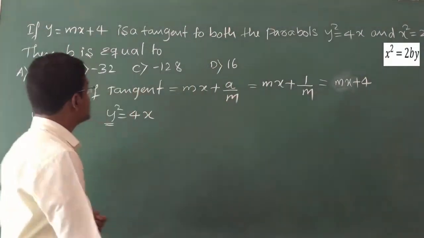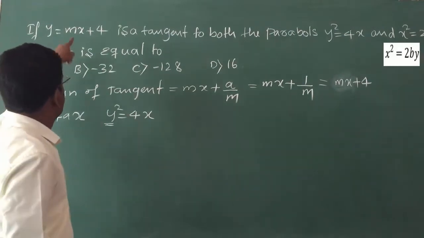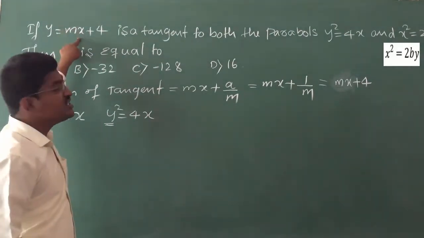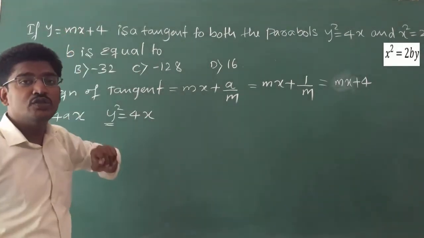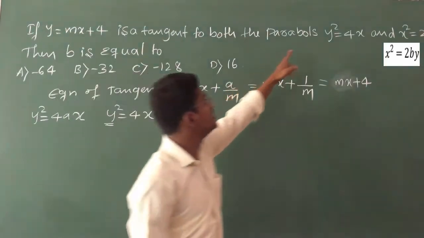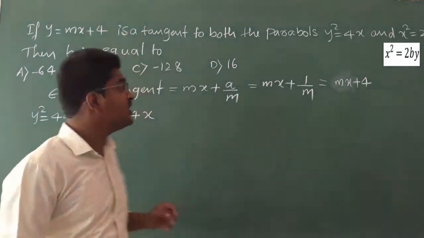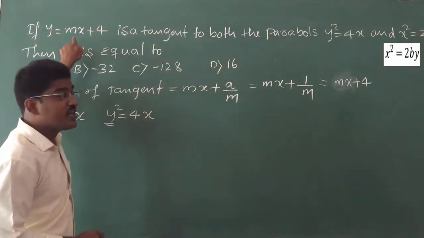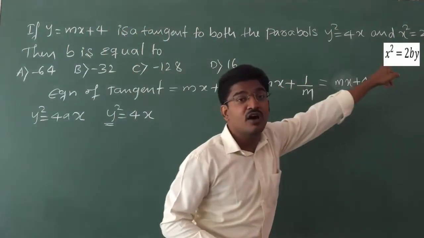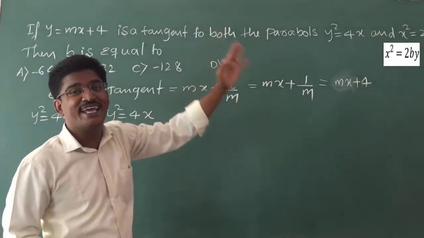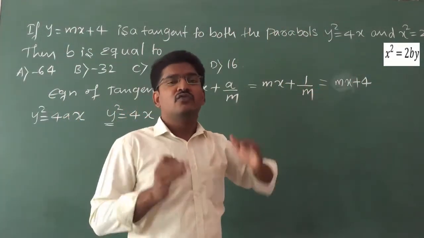Please understand it. This is the equation of tangent to the two parabolas, y square equal to 4x and x square equal to 2by. Are you getting my point? Now what I will do?